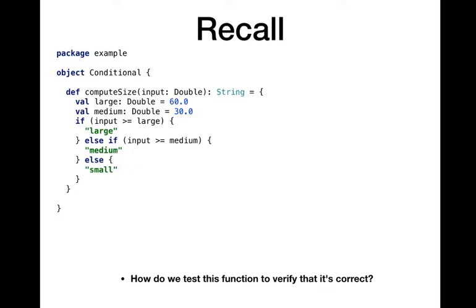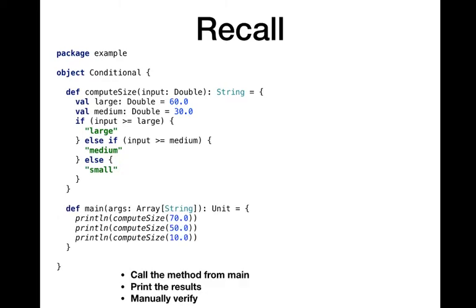So when we test something like this, we had this compute size example last week. If we wanted to test something like this, we would write a main method and print values to the screen. We would call our method with a variety of inputs, print the outputs to the screen, and then manually verify if these outputs were right.